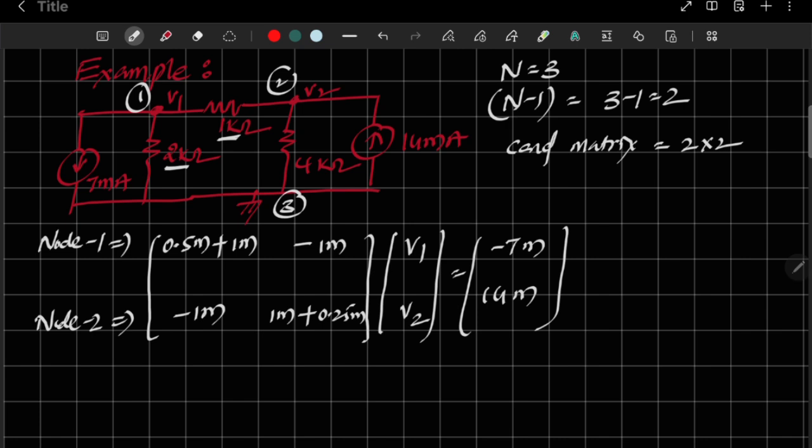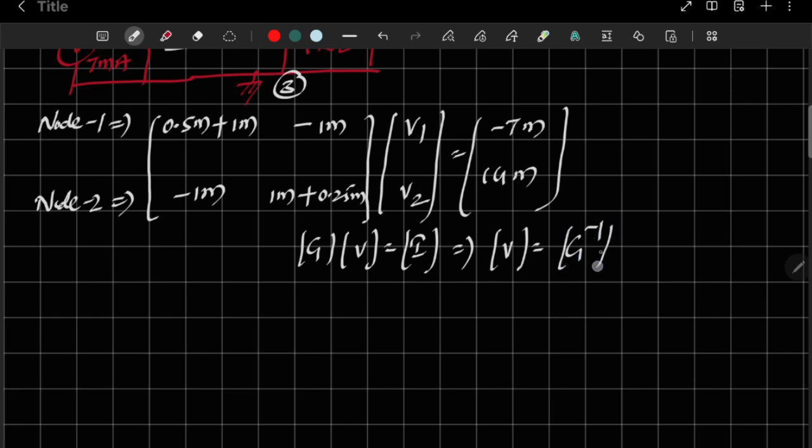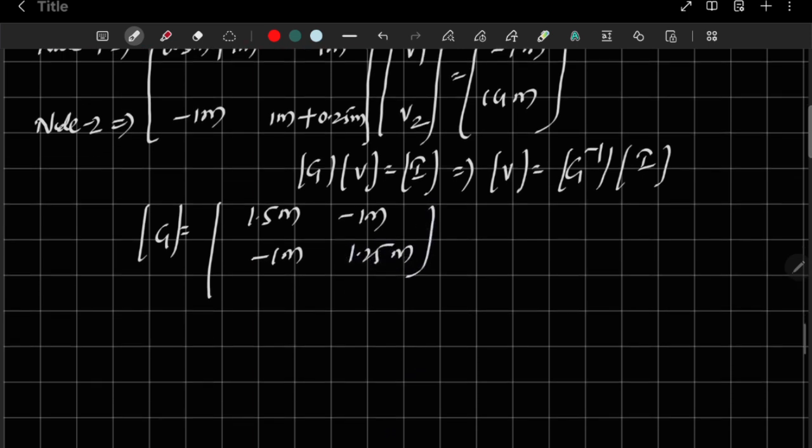Now we need to solve for the V vector. That means G V is equal to I. From this we need V, which is equal to G inverse into I. This is what we need to perform. So for that we need to know what G inverse is. First of all I am writing G. G is 1 plus 0.5, that is 1.5 milli, then minus 1 milli, minus 1 milli, and 1.25 milli. Then G inverse we have to find.